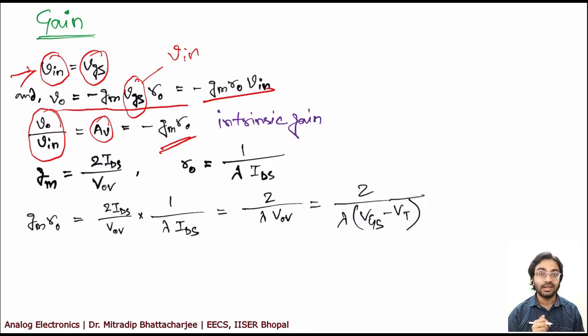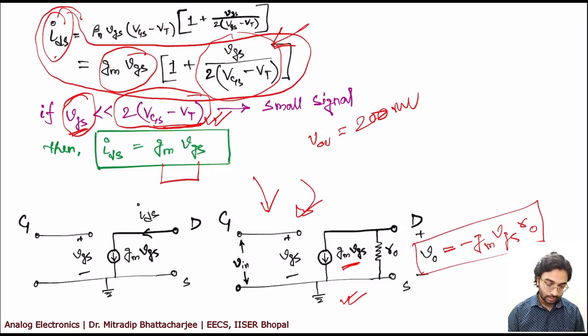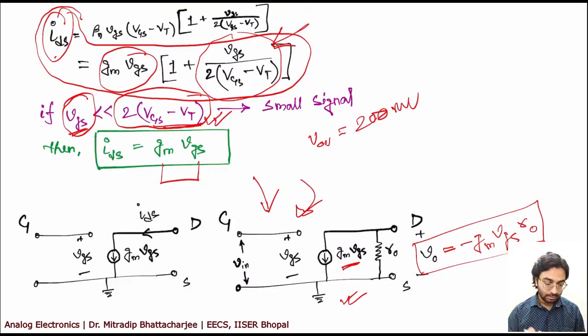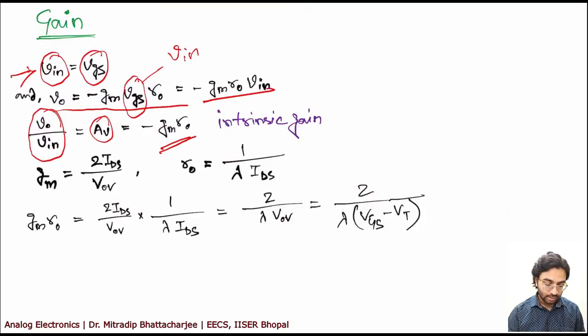Why do I say intrinsic gain? This is the gain which is in the circuit itself, I mean in the IC itself. Okay. However, your actual gain will depend on this RD value. Okay, I'll come to that. But here I would like to say that this is your intrinsic gain.